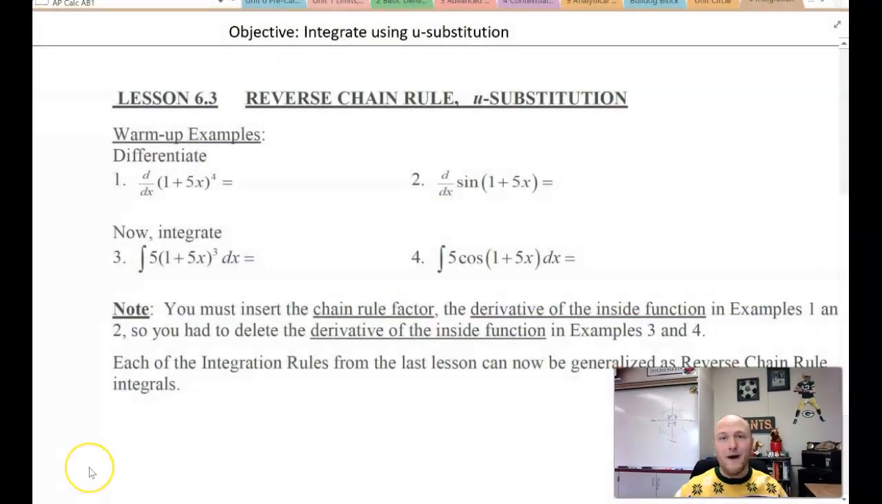We are going to talk about reverse chain rule and integration using this idea of u substitution. This is where the fun begins, alright? Are you ready? Strap yourselves in because this is about to get wild. Alright, our objective: integrate using u substitution, and we're going to start out with this idea of reverse chain rule, or undoing a chain rule.